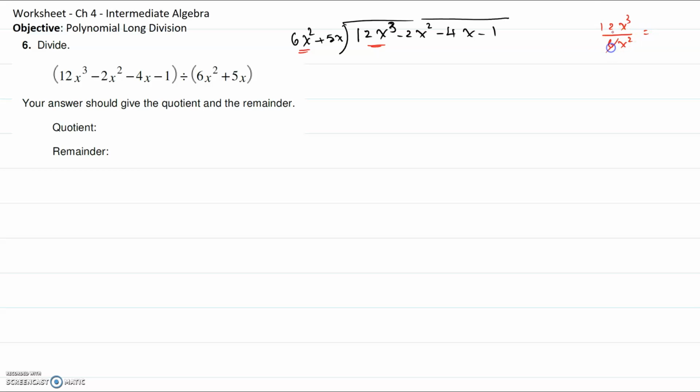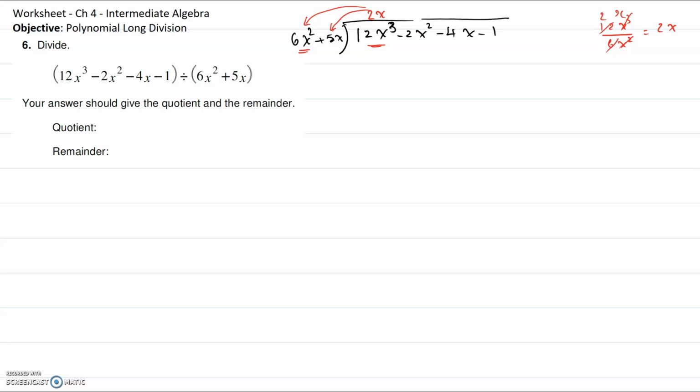So simplify that on the side. That will be 2x. So 2x on top. That's part of the quotient. Now what we need to do is to multiply 2x with every term in the divisor.